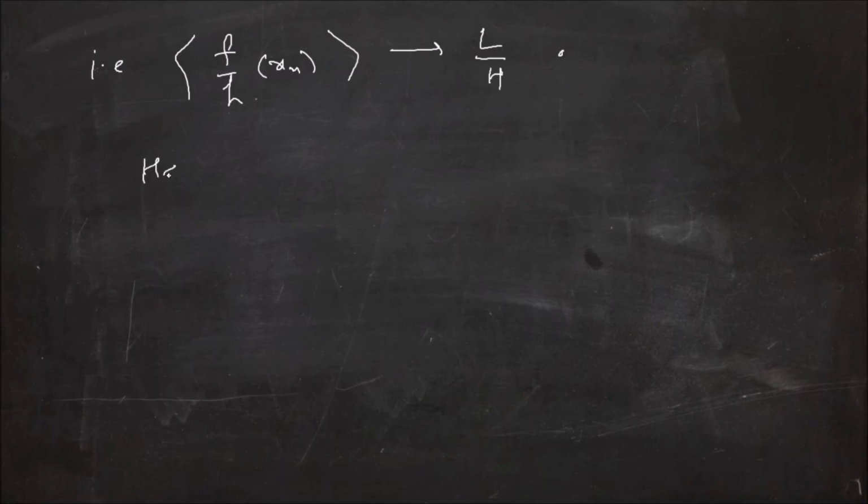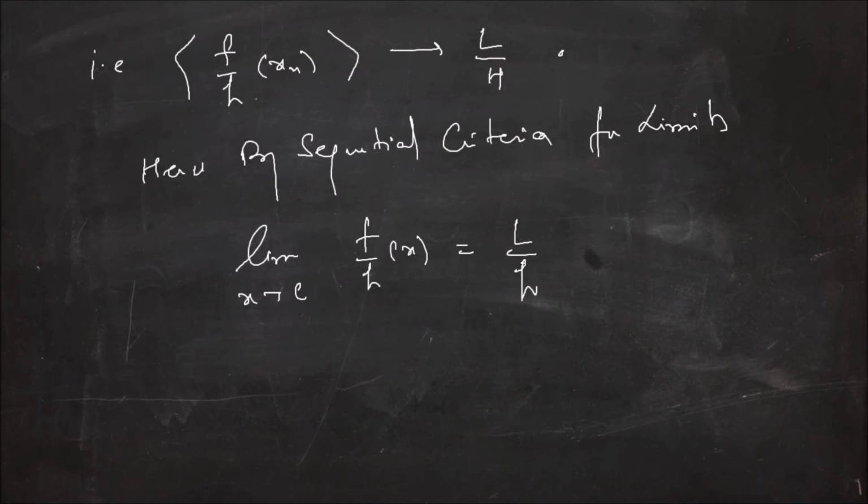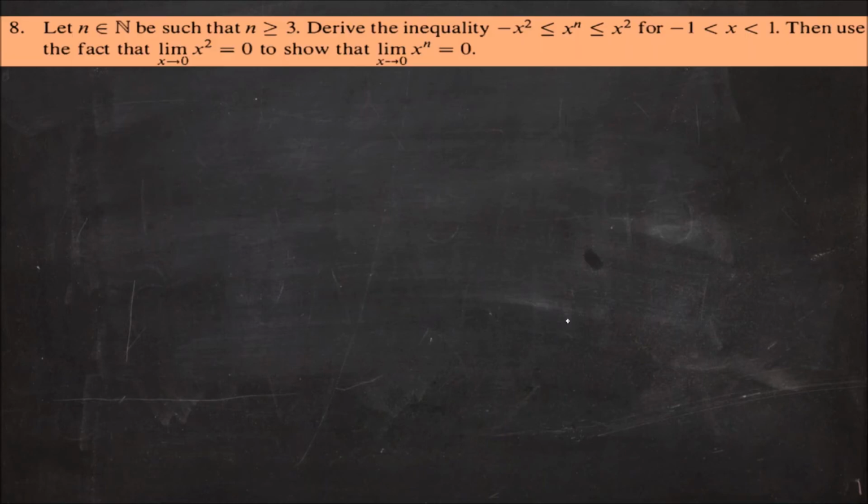Hence by sequential criteria for limits, limit x tends to c of (f by h)(x) is equal to L by capital H. So this completes question number 7. Now let us move to question number 8.